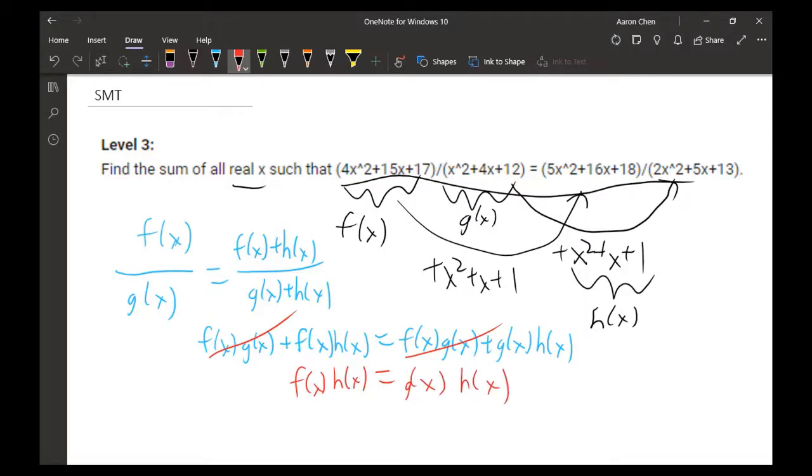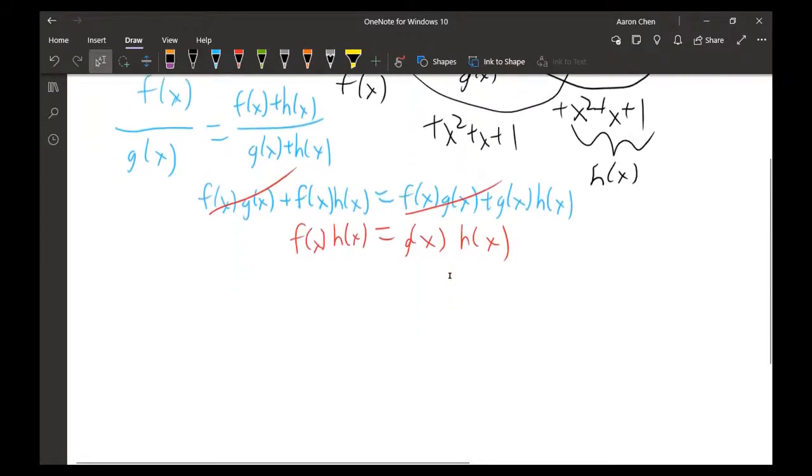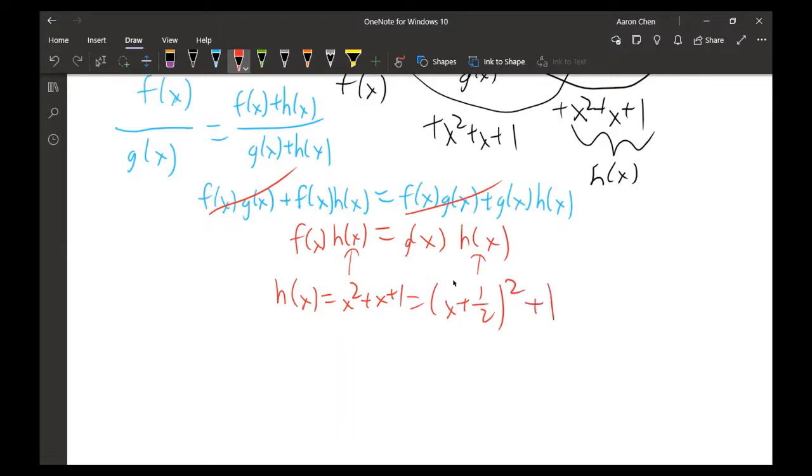Now what we really want to do is divide out these h of x. h of x is equal to x squared plus x plus 1, and we can simplify this by completing the square to get x plus 1/2 squared plus 3/4. So this is always greater than 0, and in fact it's always at least 3/4, which means we can divide this out.